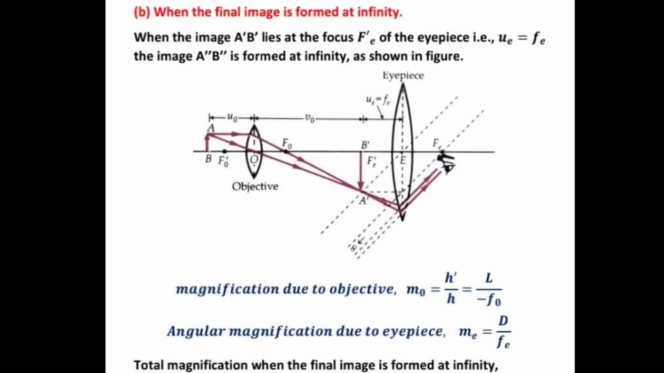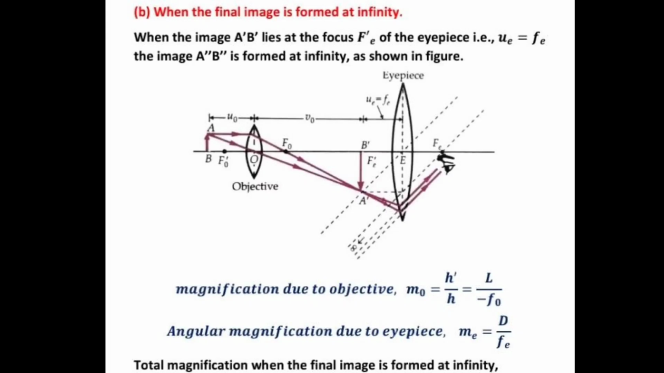Now the second case, when the final image is formed at infinity by a compound microscope. This is possible only when the image A dash B dash lies at the focus of the eyepiece, that is f dash e. It is clearly observed in the given diagram. And also one more condition, that is ue is now equal to fe. So after following these conditions, we get a final image at infinity, and the magnification due to the objective, that is m naught, is equal to h dash over h, which is further equal to L upon minus f naught.